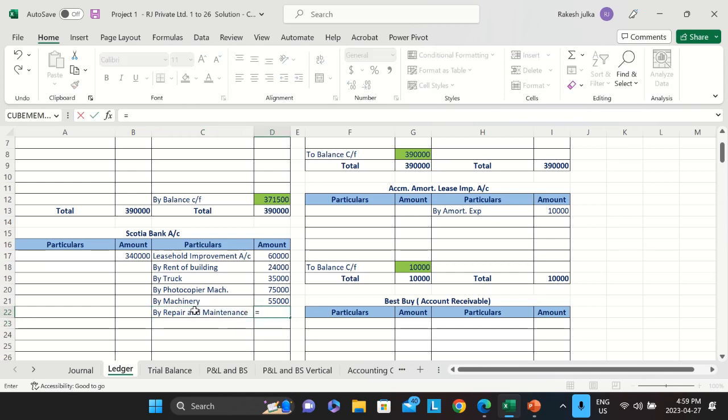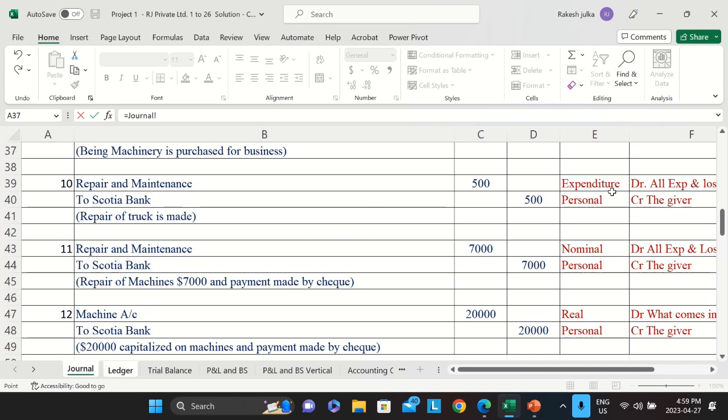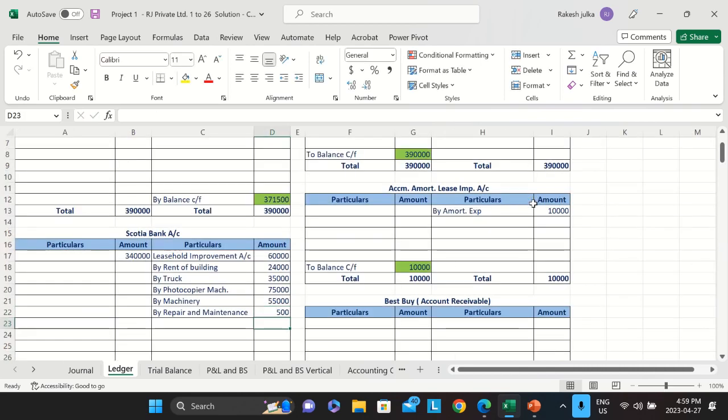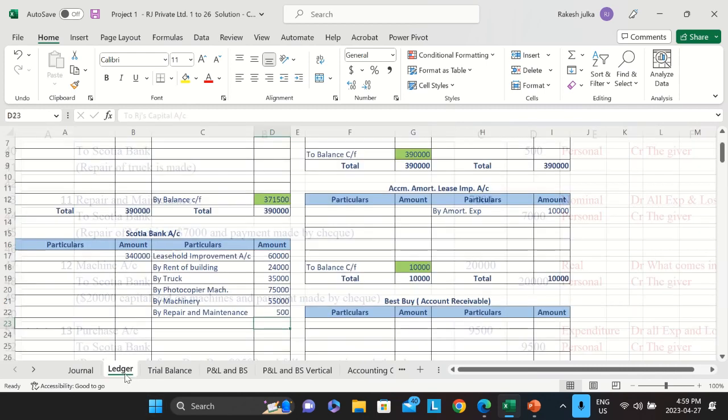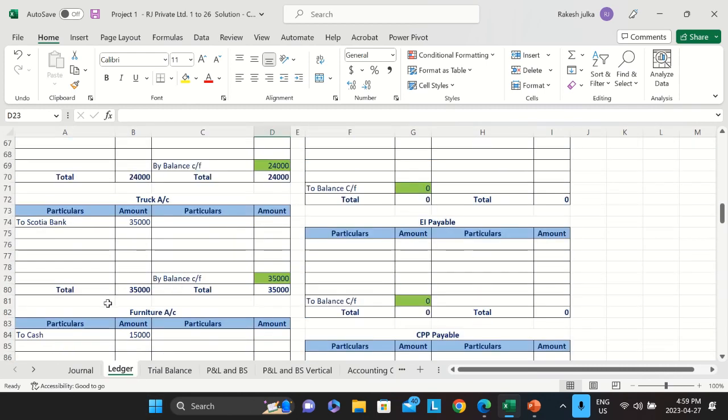Okay, so it's the equal to sign here, and the transaction number 10 says $500. Now the 11th transaction is repair and maintenance to Scotiabank one more time. So repair and maintenance, exactly the same way, $7,000. Repair and maintenance to Scotiabank.